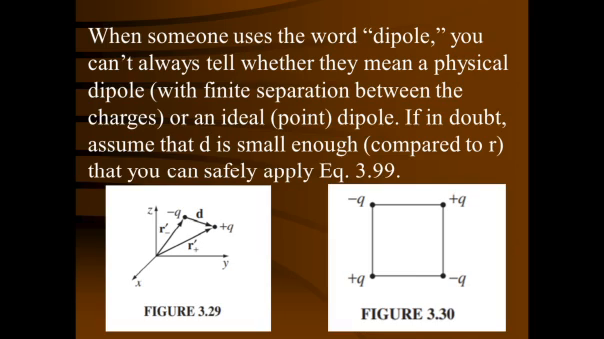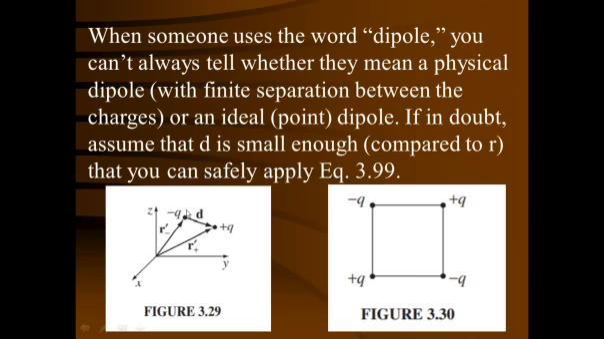Now you understand what the point dipole is. The separation between the two charges is very small compared to the distance r, so that d is very small compared to r, and hence the contribution of the dipole is going to be dominant. If in doubt, assume that d is small enough compared to r that you can satisfy approximation 3.99.